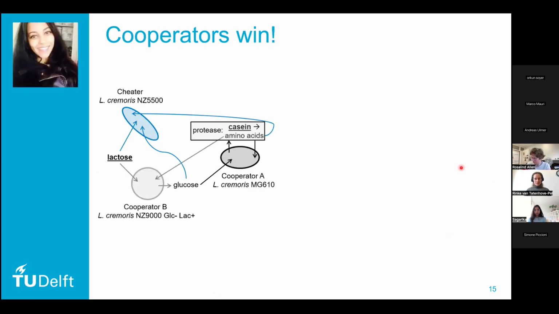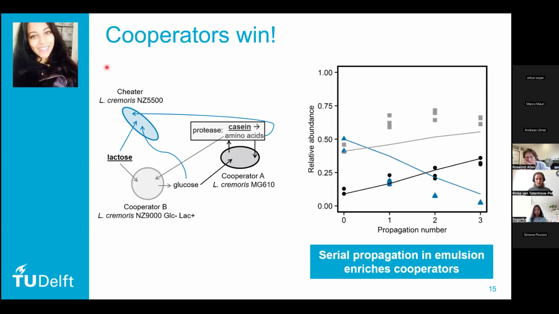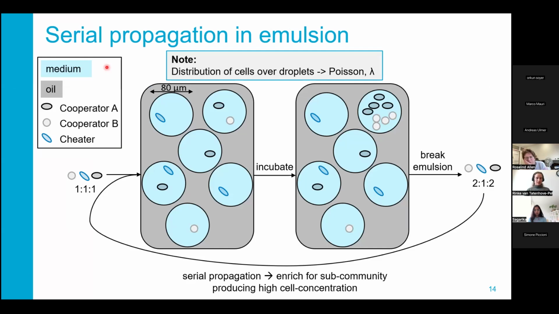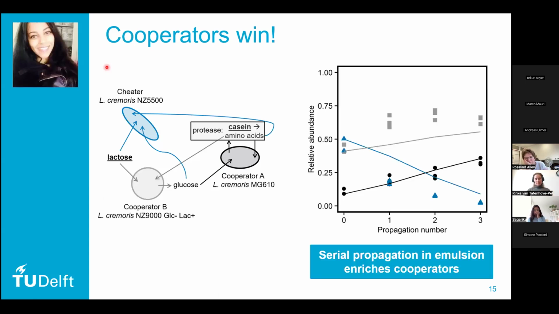Again, this was a nice idea, but of course we needed to test it in the lab, and that's something that I did together with a master student at the time, Anjani. What we did is we took the consortium, placed it in droplets, and propagated it in time. And what we saw is that in this spatially structured environment, indeed, we lose out on the cheaters, and we increase the number of cooperators in time. So serial propagation in emulsion can indeed enrich for these cooperators.